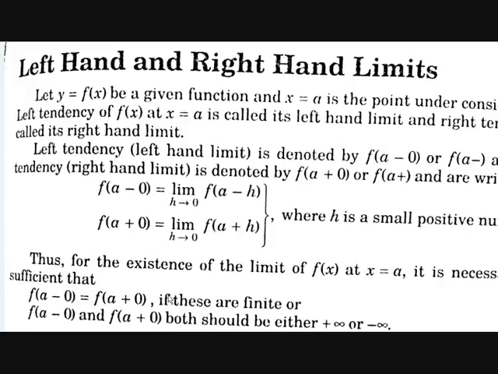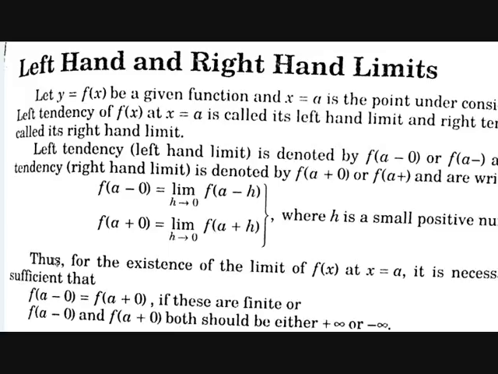Okay, now let's take some concepts. Left hand and right hand limits. As we said before, the value of f of x, if we approach from left hand side, is called the left hand limit. If we approach from right hand side, it is called the right hand limit. Okay, now how to denote them? Left hand limit is denoted as f of a minus 0 or f of a minus, and right hand limit is denoted by f of a plus 0 or f of a plus, and they are written as f of a minus 0 is equal to limit h tends to 0 f of a minus h. f of a plus 0 is equal to limit h tends to 0 f of a plus h, where h is a small positive number.